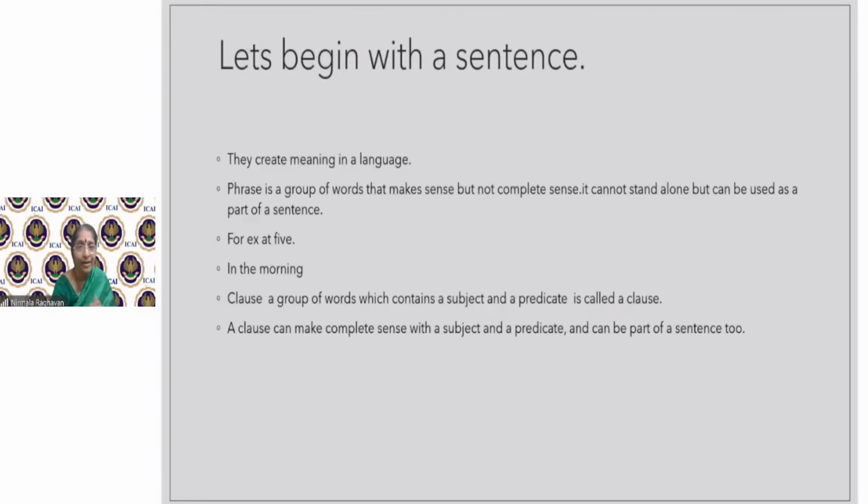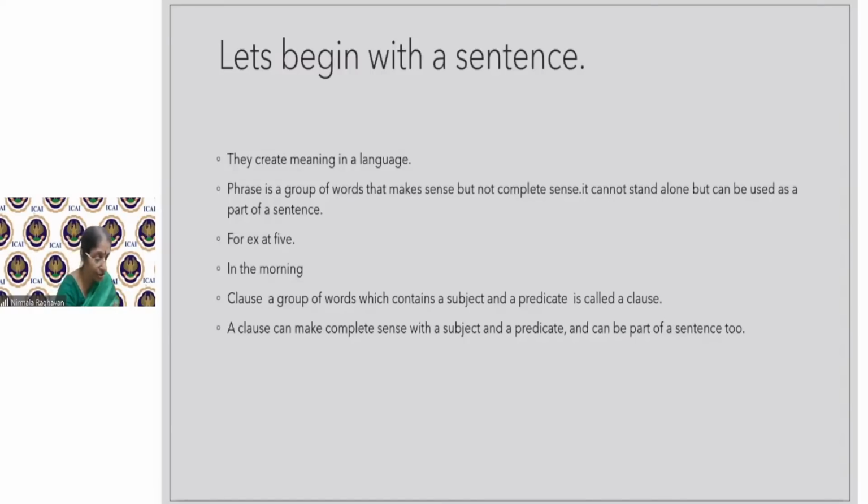Okay, now let's begin with a sentence. They create meaning in language. Sentence creates meaning in a language. Okay, now what is the phrase? So a sentence has two parts: the subject and the predicate. Subject is the noun along with the article. Predicate is the rest of the sentence. That much you understand. That's for the beginning.